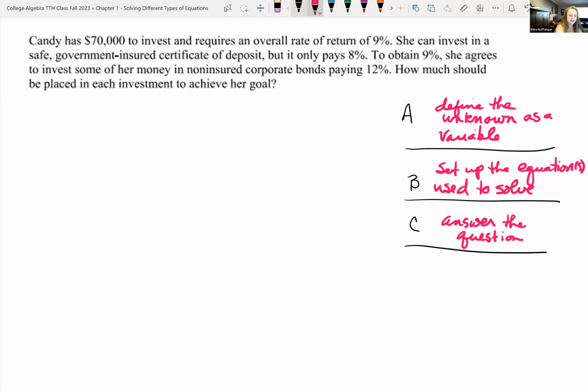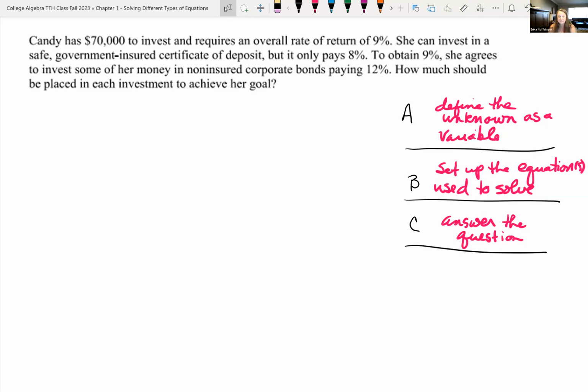Okay, so let's go through and let's just read the problem first. Candy has $70,000 to invest and requires an overall rate of return of 9%. She can invest in a safe, government-insured certificate of deposit, but it only pays 8%. To obtain 9%, she agrees to invest some of the money in non-insured corporate bonds, paying 12%. So how much should she place in each investment to achieve her goal?